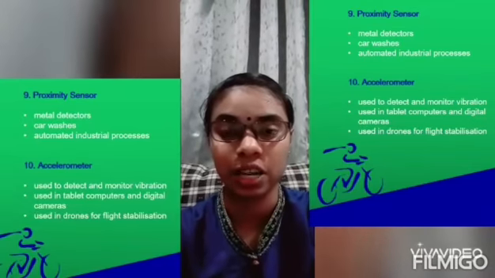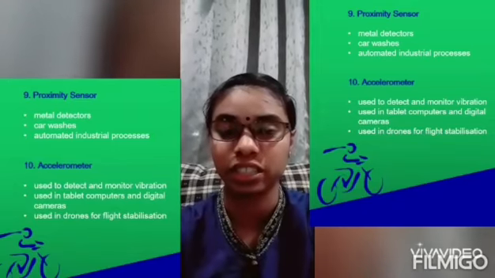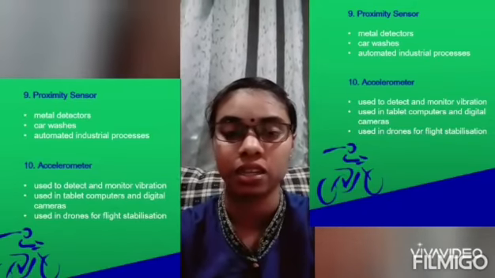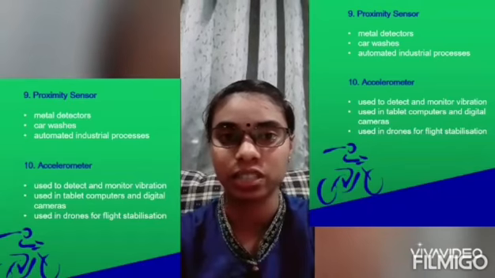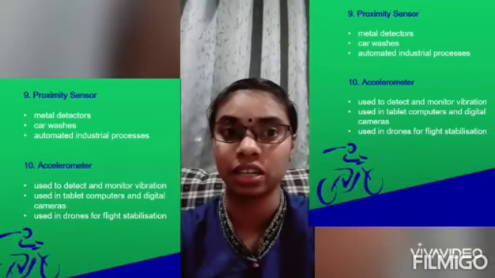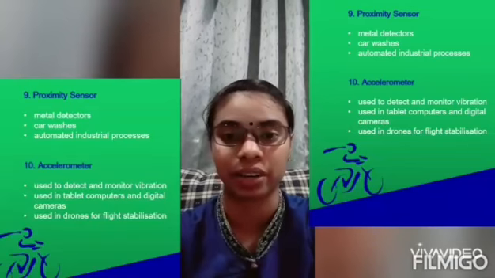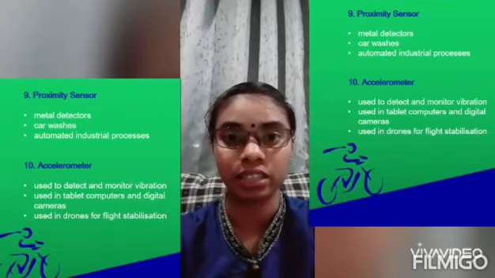The accelerometer are used to detect and monitor vibration in rotating machinery. Accelerometers are used in tablet computers and digital cameras so that images on screen are always displayed upright. It is also used in drones for flight stabilization.